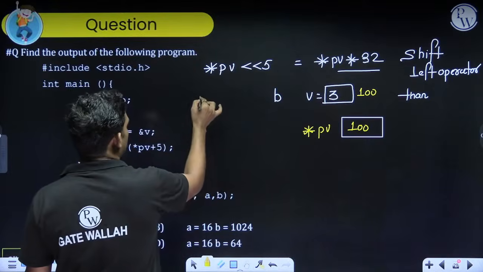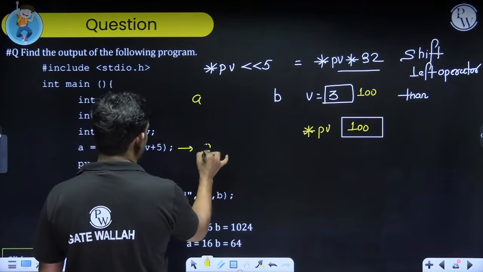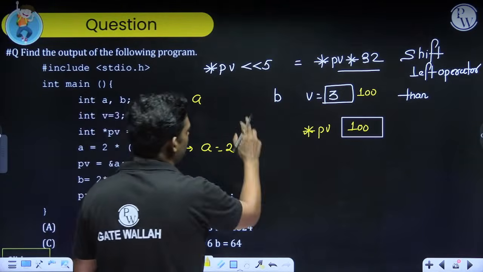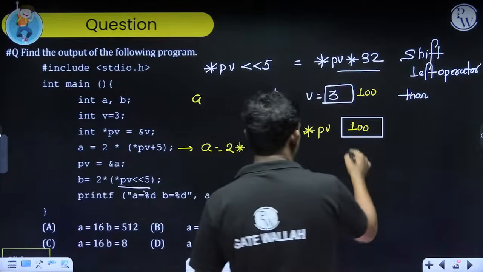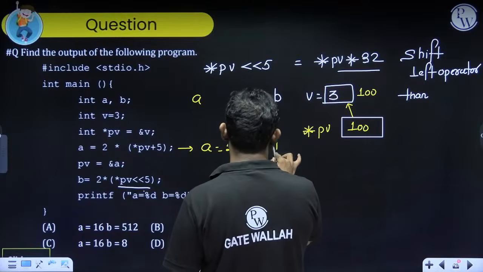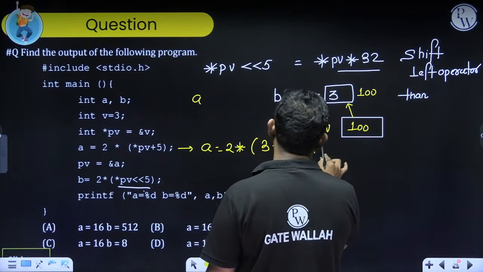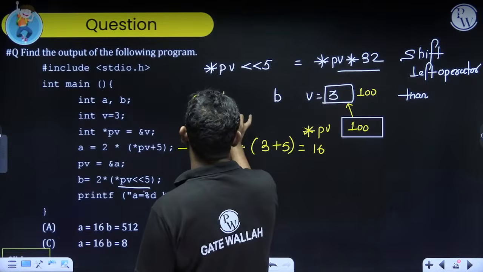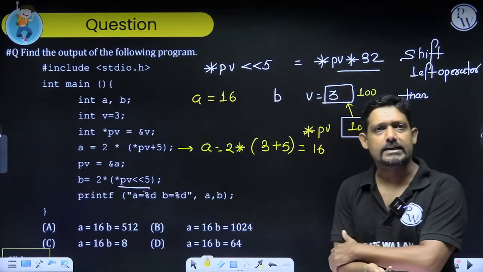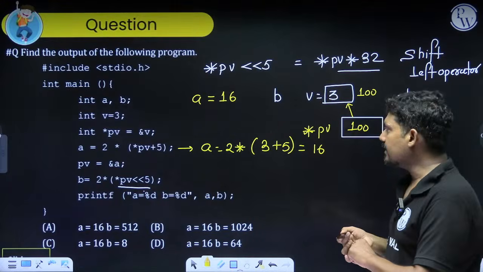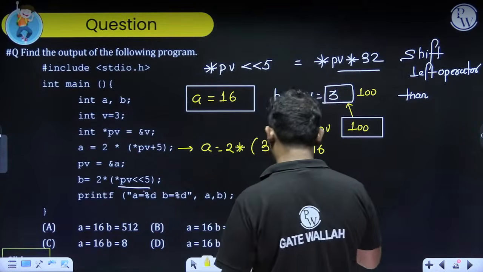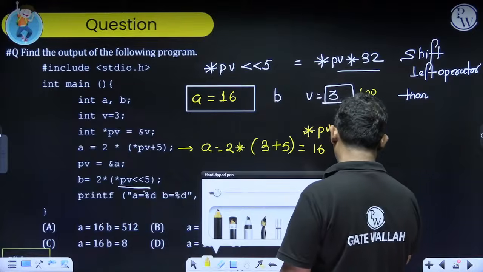Look at this statement and let's understand it clearly. A is equal to 2 multiplied by dereference PV. Now when you dereference PV, the diagram says it is equal to 3. So it will be 3 plus 5 and that is equal to 16. So A value is updated to the value 16.